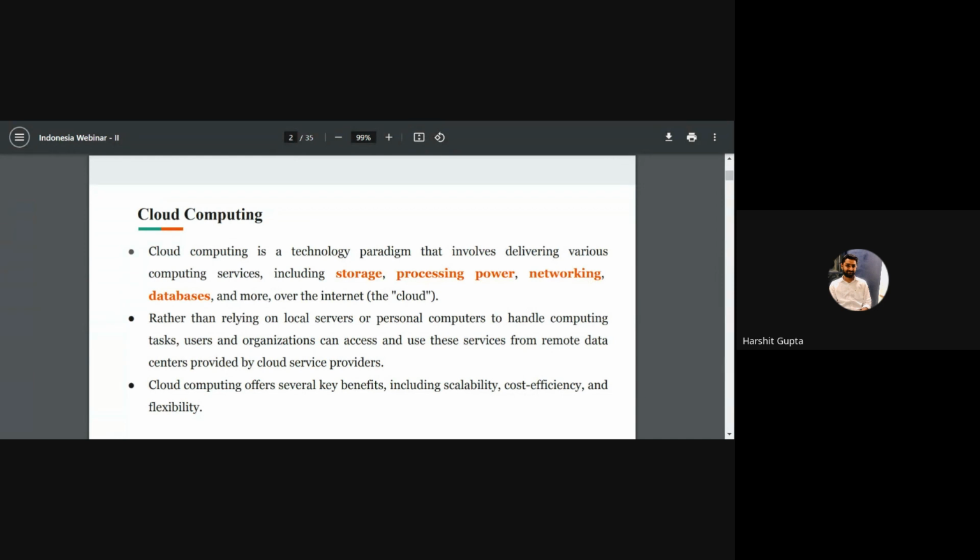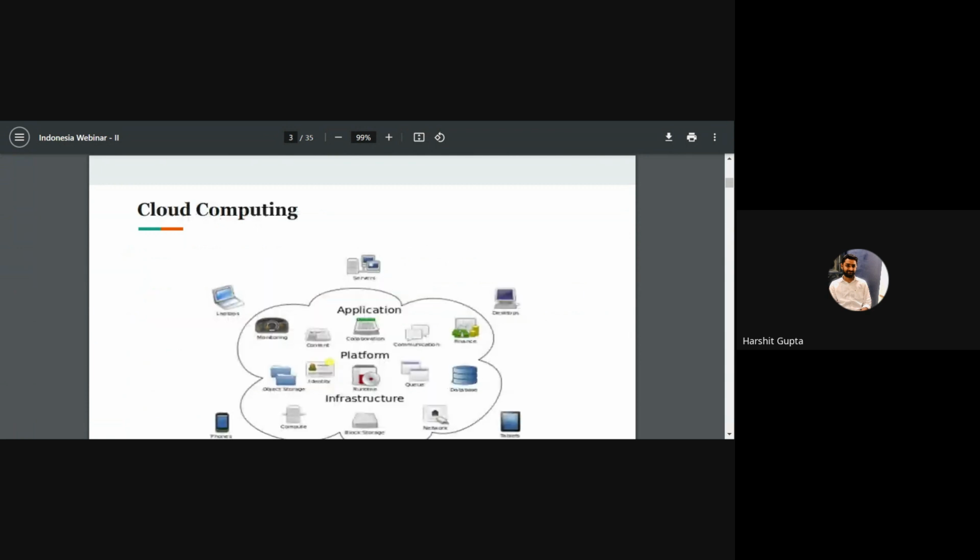They are using cloud computing for their businesses, even for their personal use, because it has many benefits like scalability, cost efficiency, flexibility, etc.